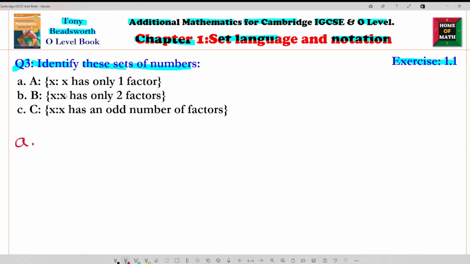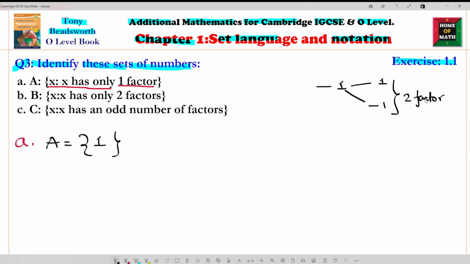Number A. Here it is mentioned: x such that x has only one factor. In the world, only 1 has exactly one factor. So the set A is {1}. Somebody may ask the question, why not -1? Look, -1 has 1 and also -1, so here are 2 factors, right? So only 1 is the answer.